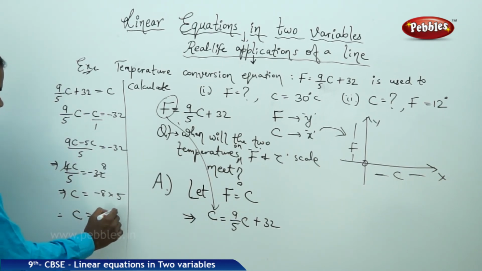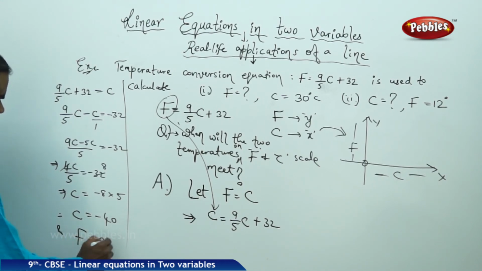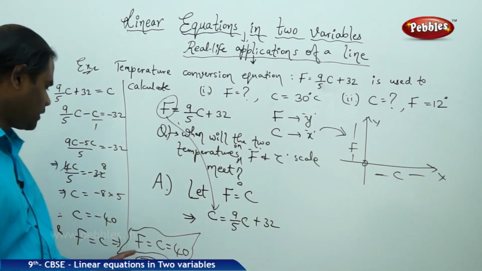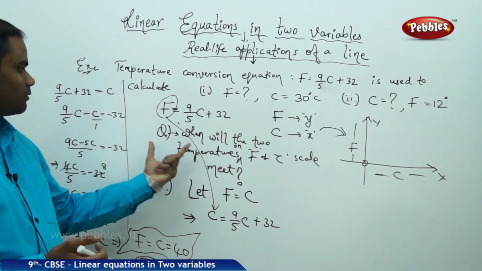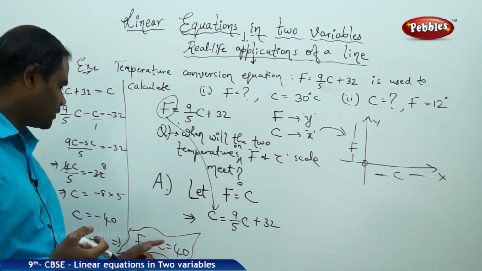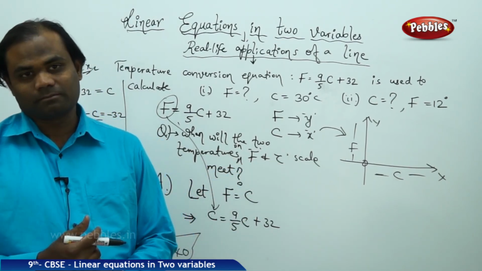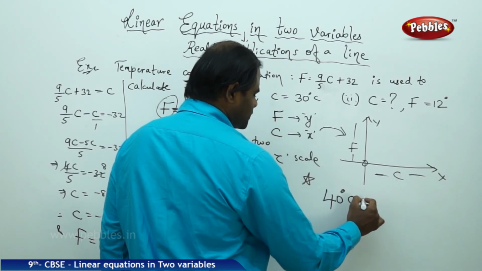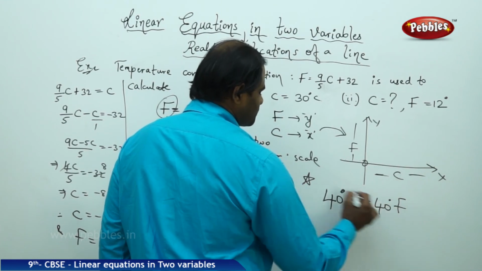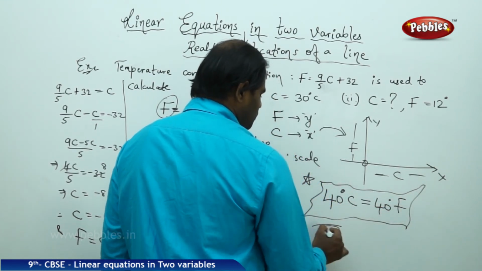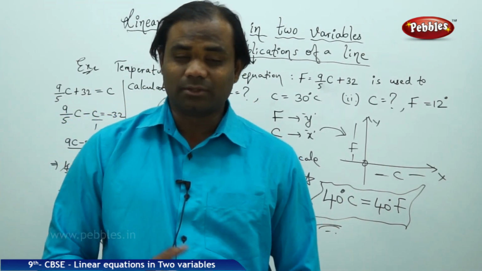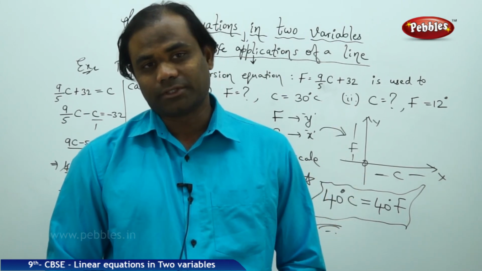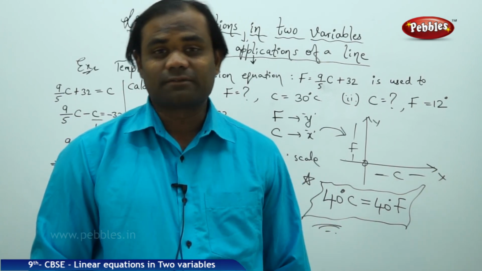Therefore, C is minus 40, and F equals C implies this is how I can identify the values of F and C being equal to minus 40. Therefore, when the temperature reaches minus 40 degrees centigrade or minus 40 degrees Fahrenheit, the two temperatures meet on the same scale. That is, minus 40 degrees centigrade is exactly equal to minus 40 degrees Fahrenheit. Only at minus 40 they both are the same. This is how I understand the applications of a line in real life situations. Temperature conversions being one of the real life applications.